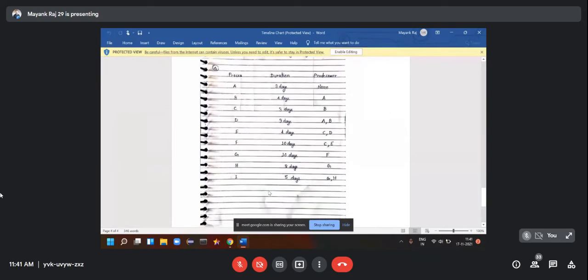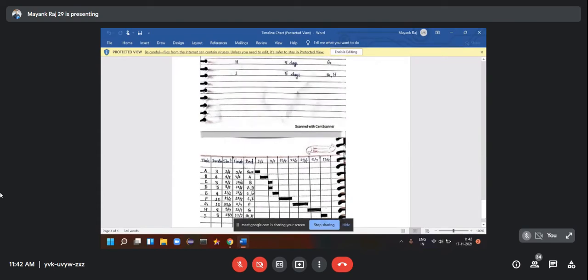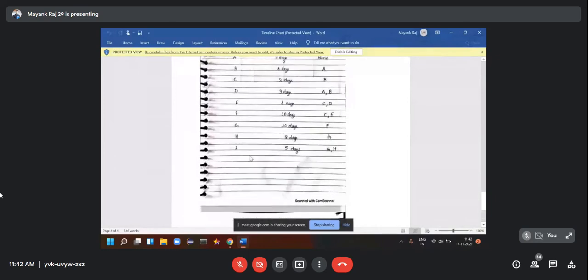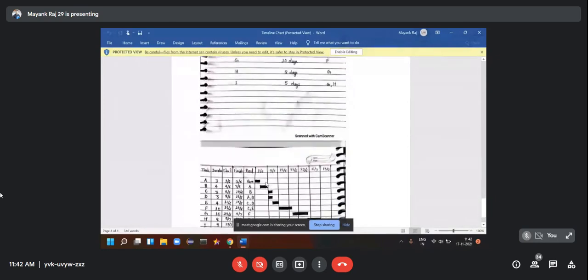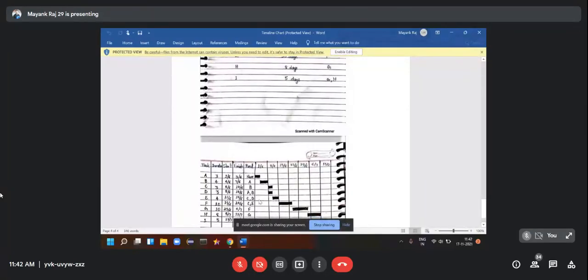Now coming to the process C. Process C has a duration of 3 days, and it has a predecessor as B. Now we will mark down wherever B is ending, we will start C from there only. So C has 3 duration days, and it is starting from 8th of June, and it is going till 10th of June, and its predecessor is B only. So we will mark a length of 3 days on the timeline chart.